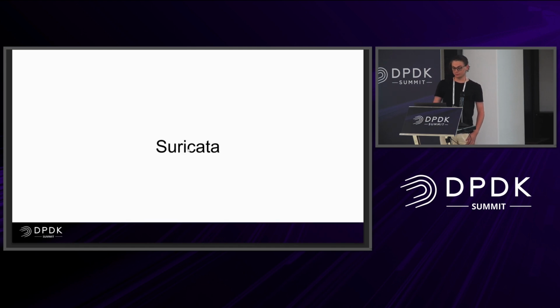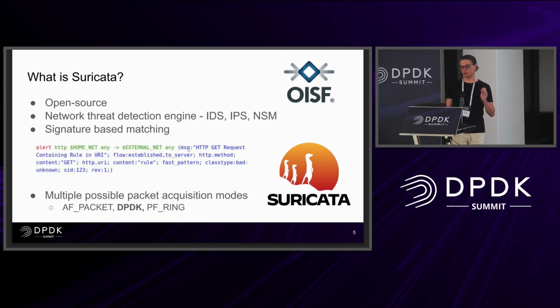So about Suricata, it's an open source network detection engine developed under OISF. It can act as an intrusion detection system or intrusion prevention system. It matches traffic based on signatures. As you can see, here is an example of a signature like this. It consists of 3 parts. Here is the action part that basically tells Suricata what to do.